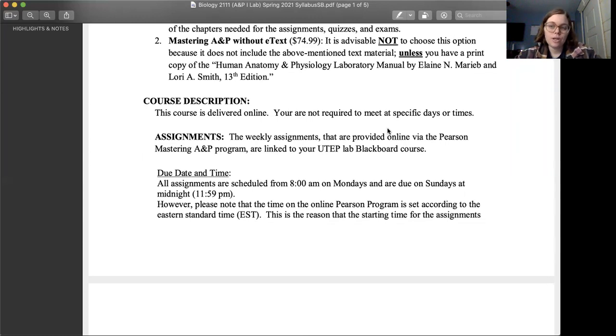Okay, and this course is broken up into assignments, quizzes, and exams. So let's talk about the assignments. The assignments are weekly assignments. They open up at 8 a.m. on Monday, and they are due on the following Sunday at midnight. You'll find these assignments on Pearson, which is linked through your Blackboard. So you will not see the assignments on Blackboard, but you will see them in your Pearson account.